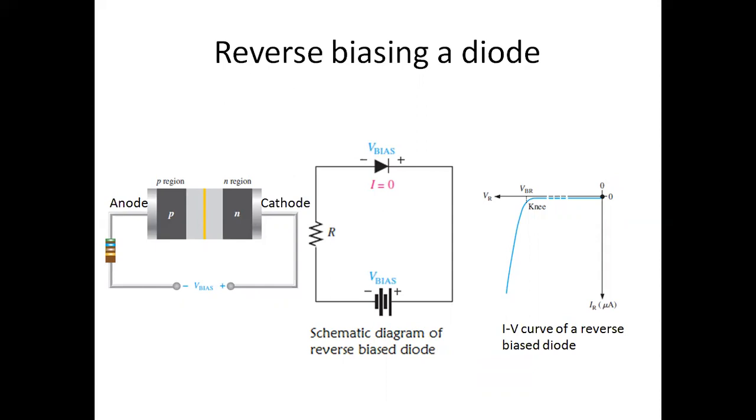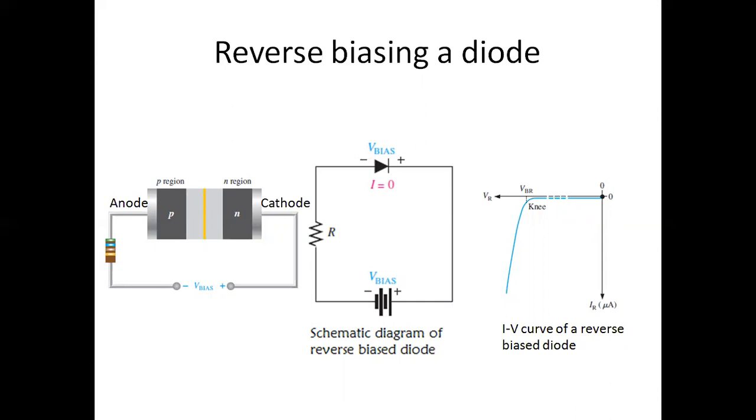The next mode you can bias a diode is in a reverse bias mode. So I remember I said there are two ways you can operate a diode. You can operate it in forward bias, but you can also operate it in reverse bias mode. Now, for practical purposes, we can say if you bias a diode in reverse bias mode, no current flows through it. But if we wanted to be very exact, we would say that there's very little current which flows through the diode when it is reverse biased.